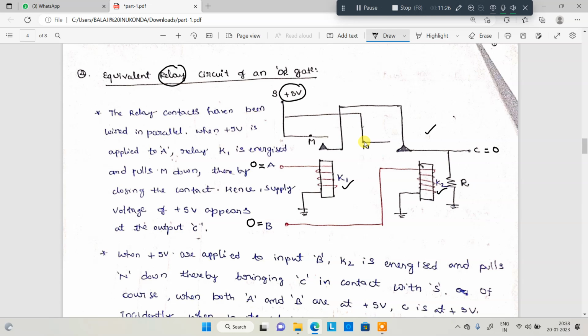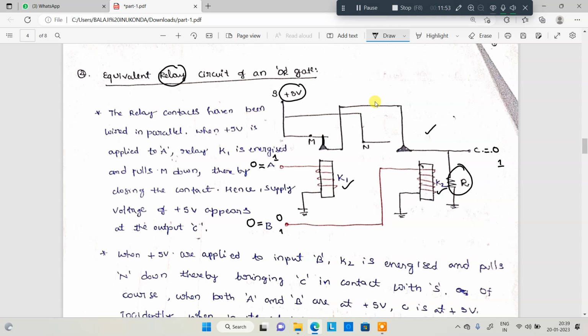In the second case, A is equal to 1, B is equal to 0. That means K1 attracts the M, right? Whenever it attracts the M, this 5 volt is present across the C terminal, that means present across the resistor. That means C is equivalent to 1. Got my point? Whenever A is 1, the relay is activated.